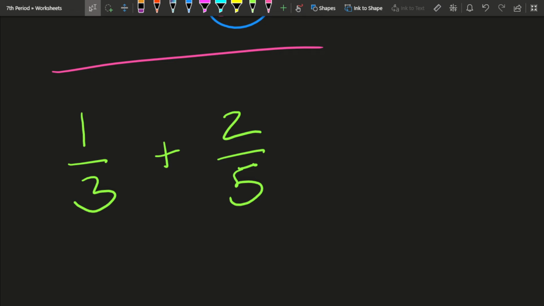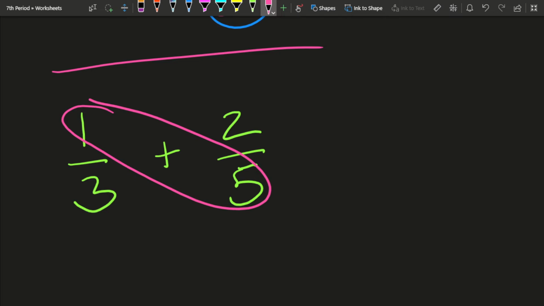So this is what we're gonna do. We're gonna take these two numbers and we're gonna multiply them. What is 1 times 5? 5. You're gonna put it right here. Look, I'm color coding. This is pink.